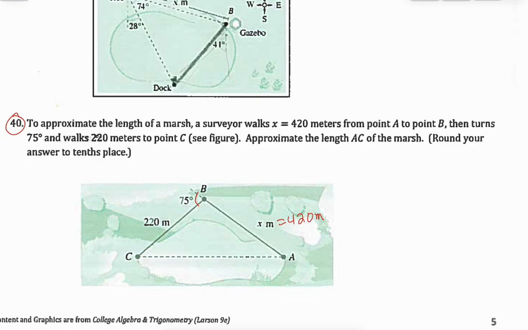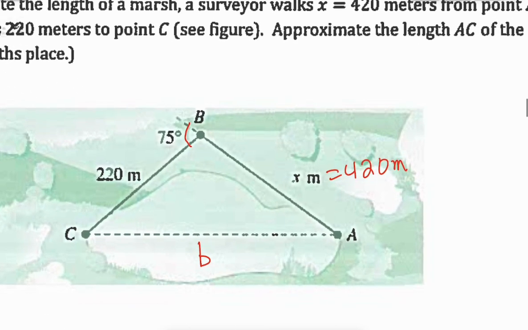To point C. Approximate the length of, we're going to call it Y, I don't know. We can call it little b. It's across from B. Let's find little b if we know all of the information that we're given. Now, we need an angle inside. You always need three pieces to use SOHCAHTOA, law of sines, or law of cosines. Right now, we only have two pieces of our triangle. We need a third.